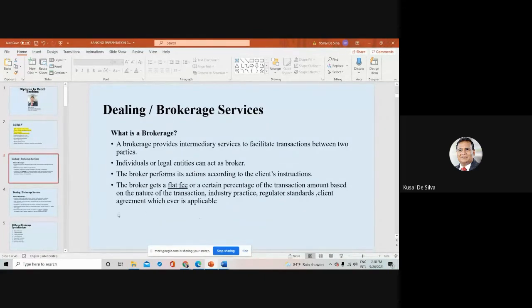So this is what I want to specify. There are brokerage charges stipulated by the regulator in certain areas, so that needs to be complied with. Then we'll move to what a broker firm is.